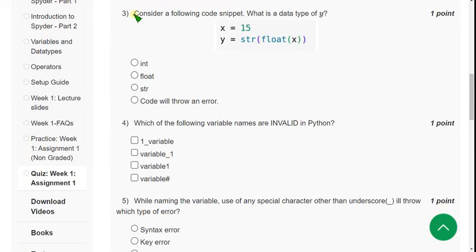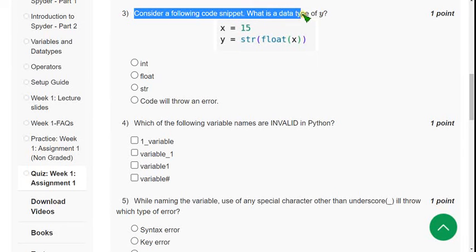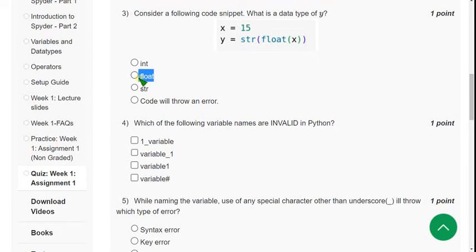Third question, consider the following code snippet. What is the data type of y? So for the third question, the correct answer is the second option, float.